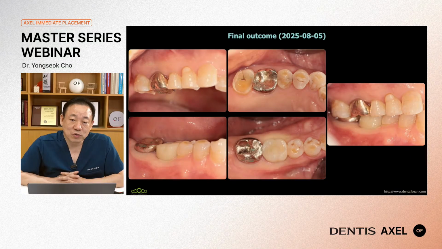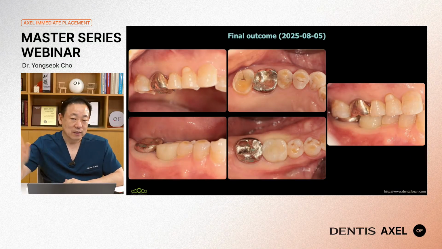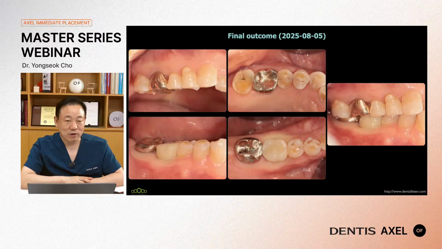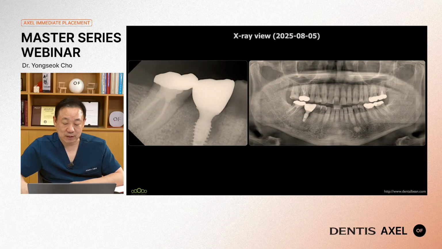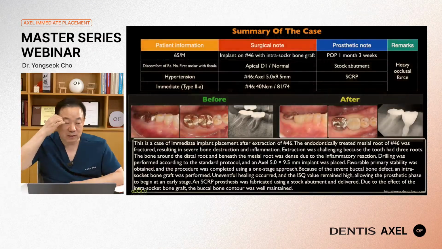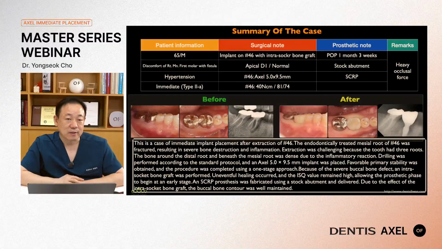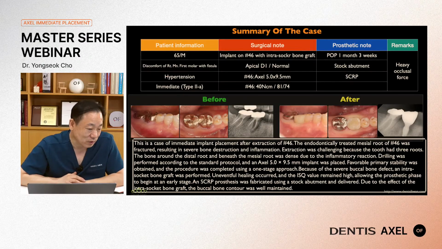In the soft tissue view, there is slightly reduced buccal bone, however, because of grafting, the buccal bone volume is relatively well maintained. Okay, so this is a summary of this case. As you asked me, I do graft sometimes when buccal bone is lost.